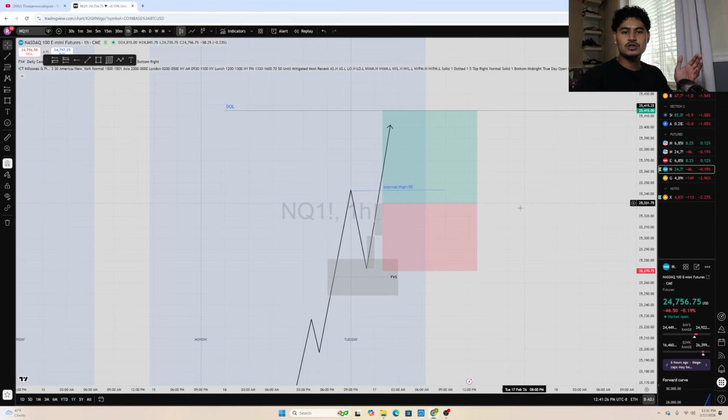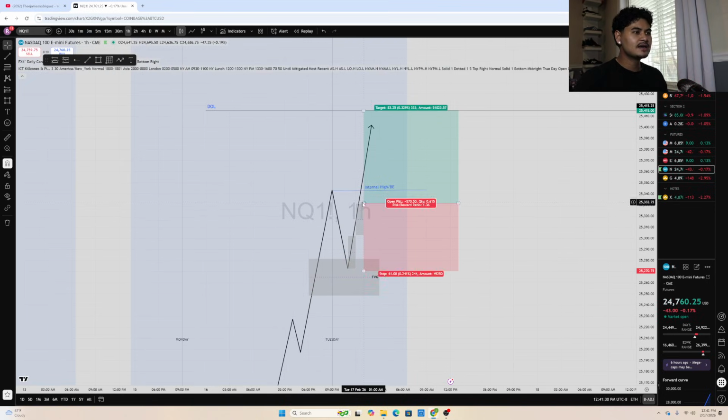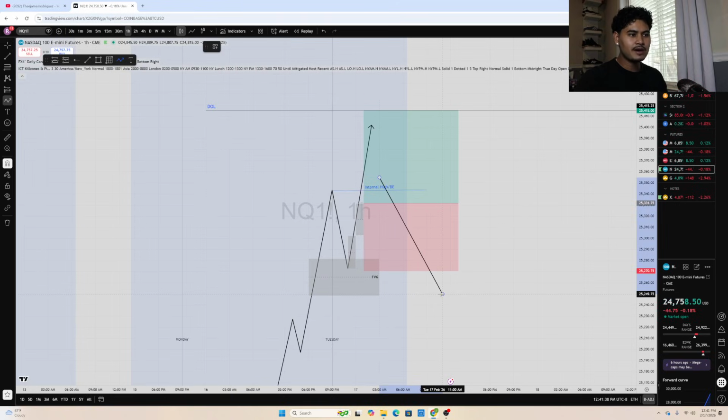You want to be preserving your capital as much as possible, because say price takes out this internal high. Once we took out this internal high, there is a chance we actually start retracing again, because like I said in my market structure video, once some sort of high gets taken, there is a chance of price starting to retrace again after taking that high.